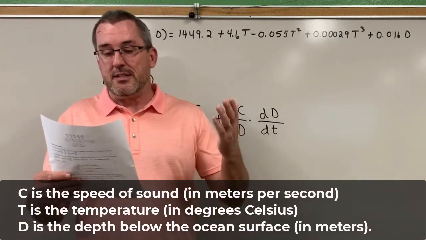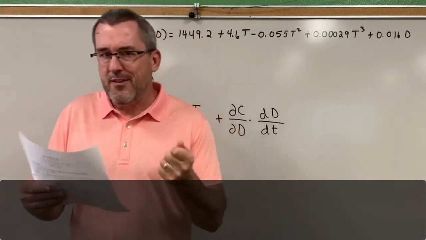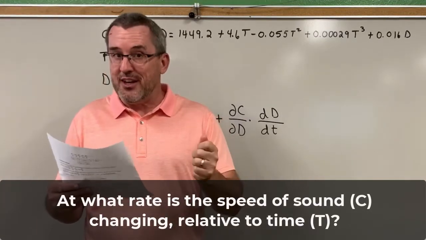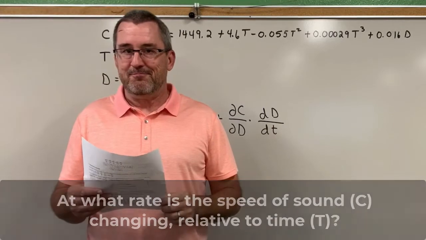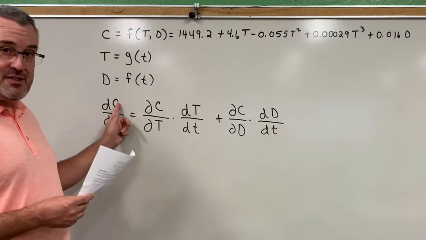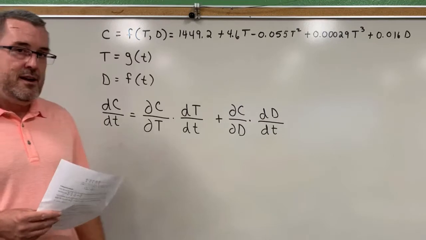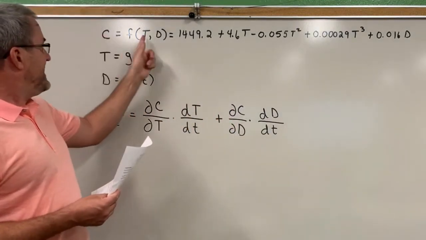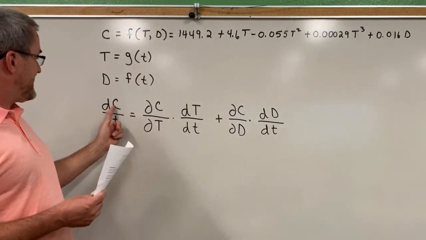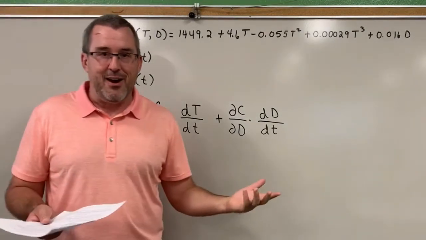And what I'd like you to do is, suppose the scuba diver is diving according to the graphs you'll see on the handout. What we want to figure out is, at what rate is the speed of sound changing relative to time? That is, we want to find dC/dt, the change in the speed of sound relative to changes in time during this dive. Now, C is a function of temperature and depth. Yet I'm asking for the change in C relative to changes in lowercase t, time. So you might be wondering, how could you do that?